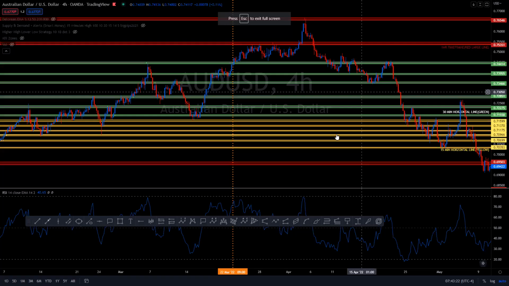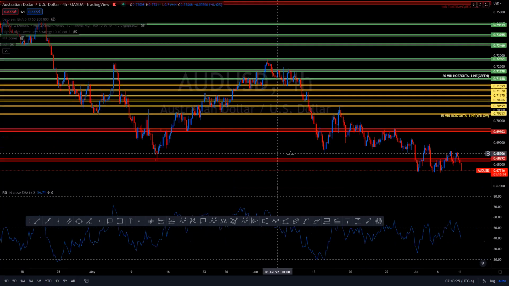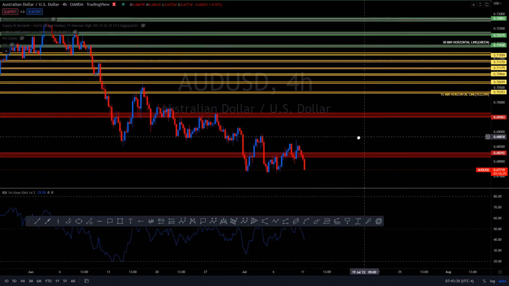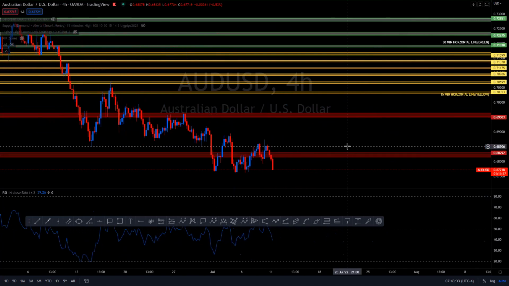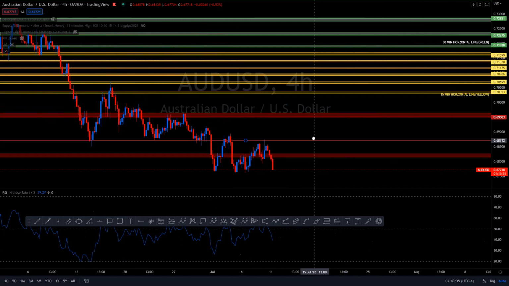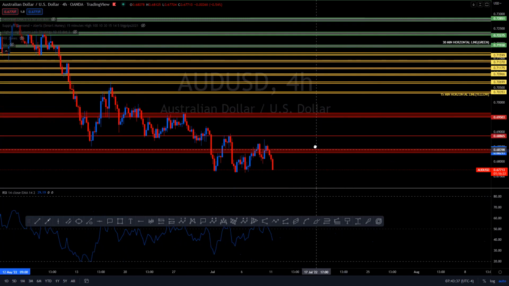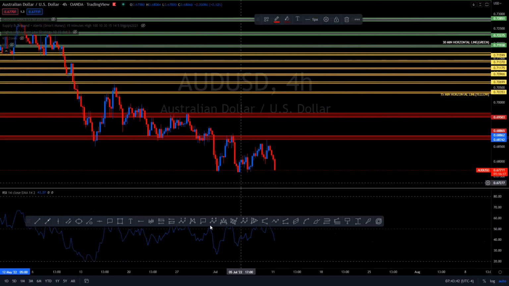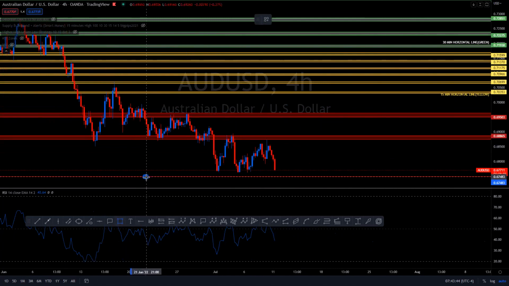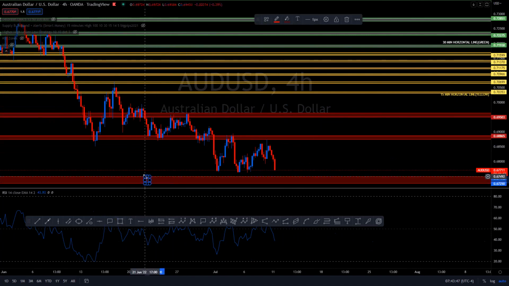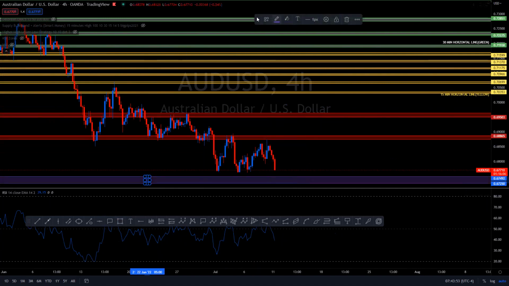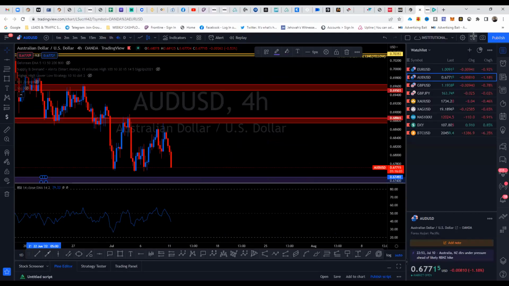So this is what all we marked up so far. This is where the 4 hour is. So actually in this situation, I probably would move maybe this next zone up to here. Yeah, that would be more appropriate. And then I would just mark up a demand zone here. And this is going to be purple. And you can see at the 4 hour, it's really dropping.